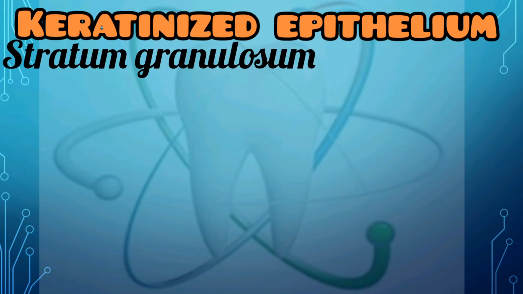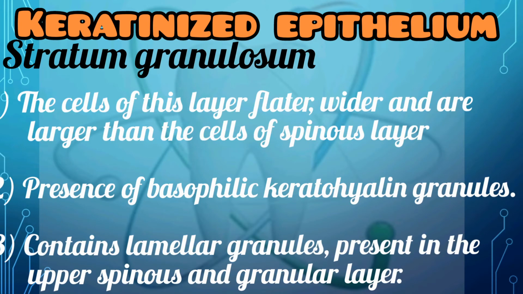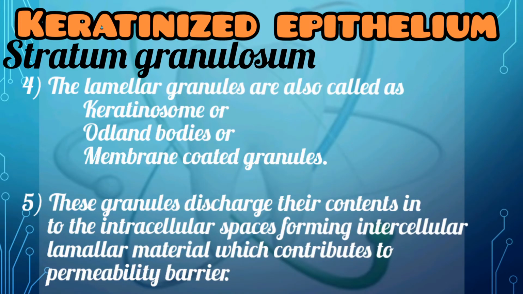Going into the next layer, that is the stratum granulosum. This layer contains flatter and wider cells. These cells are larger than the spinous cells. This layer is so named because of the presence of basophilic keratohyalin granules. This layer also contains lamellar granules, which are small organelles in the upper spinous and granular cell layers. They are also called keratinosomes or Odland bodies or membrane-coated granules.